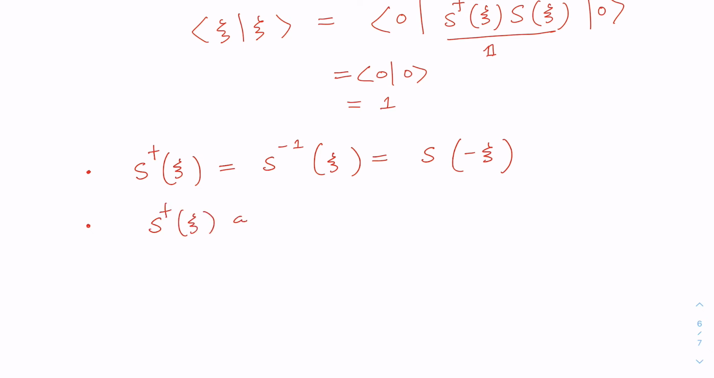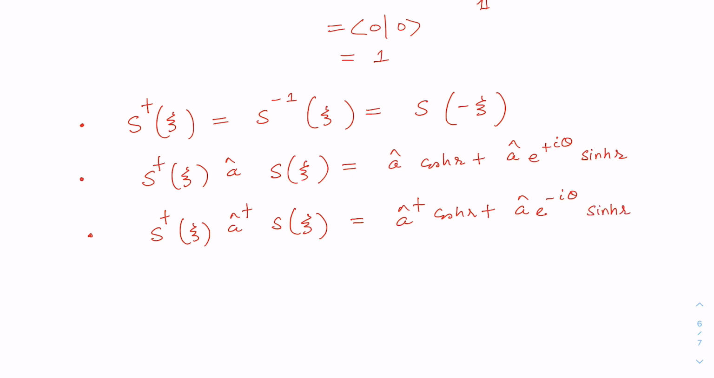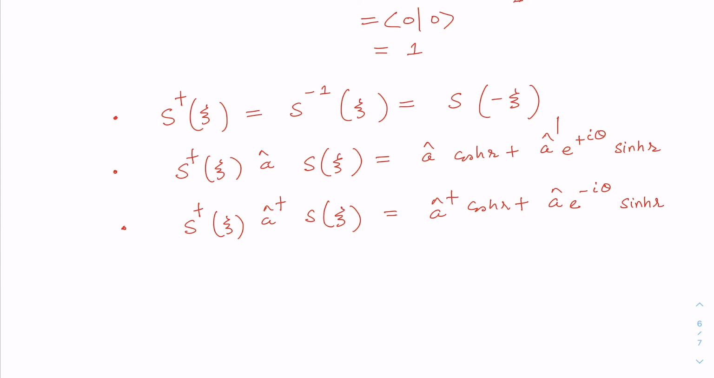You can show that S dagger xi a S xi, you should be able to get a cosh r plus a dagger e to the power minus i theta sinh r, and for the creation operator you will get this kind of expression. That would be a dagger cosh r plus a e to the power i theta sinh r. These are very useful relations, and I encourage you to work it out. Okay, there is a small correction. This should be a dagger.